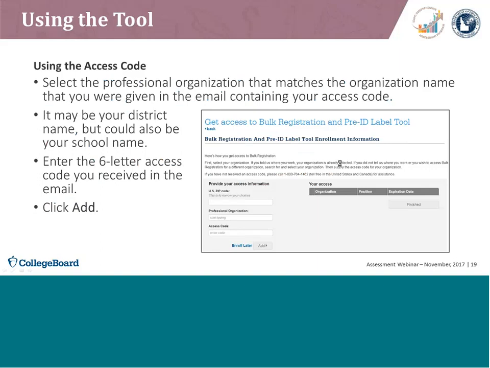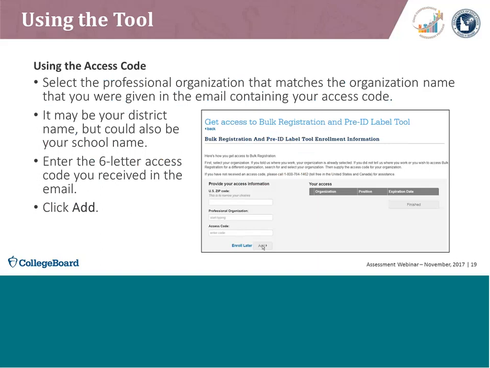When you do that, you're going to be taken to a screen that asks you to provide your zip code. It is then going to ask you to put in your professional organization. That organization is going to be listed in the email that you receive, so you'll know exactly what organization we're looking for. And then you are going to enter the access code. It's going to be a 6-digit, 6-letter access code. You're going to enter that access code and click Add.